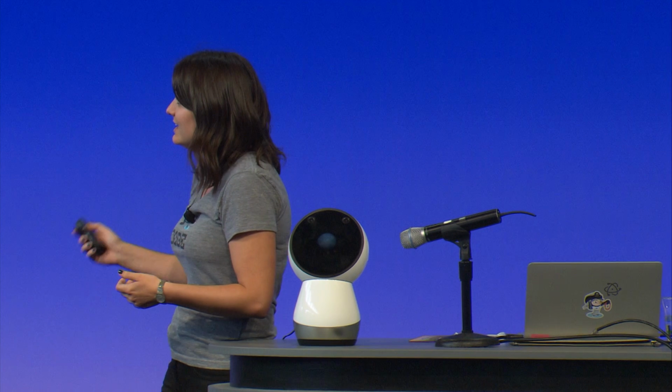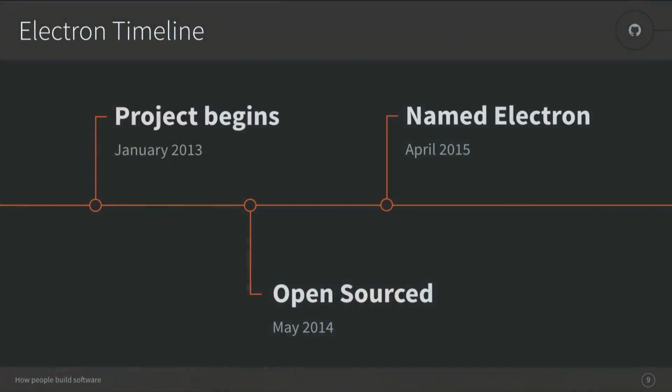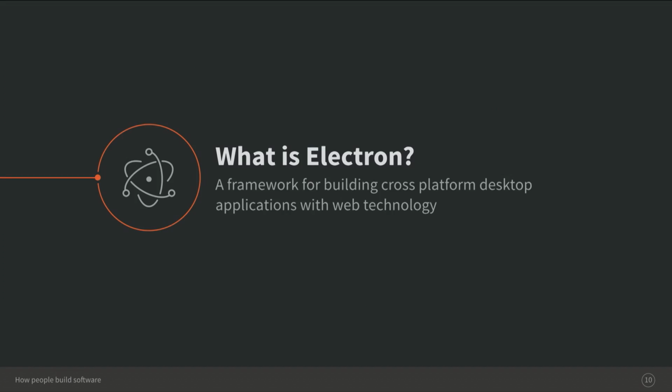So in the beginning, January 2013 is when Electron began. It was open sourced in May of 2014 with all of Atom. And then in April of this year, it was named Electron because, like many famous people, it was born with a different name. It was born as Atom Shell because it was built for Atom. But it became clear as more and more people were using Electron that it really needed to have its own name and not always be tied to the text editor.